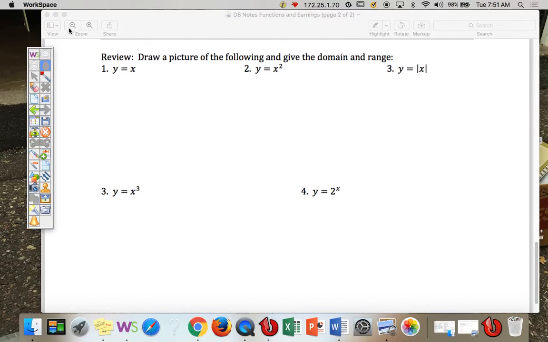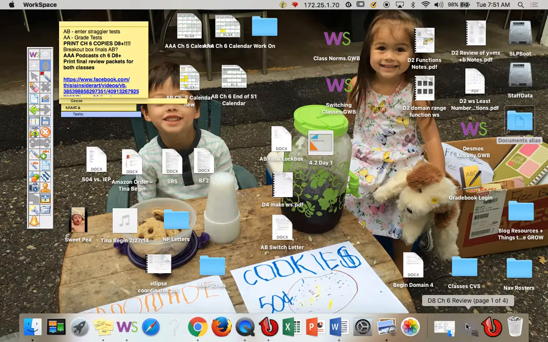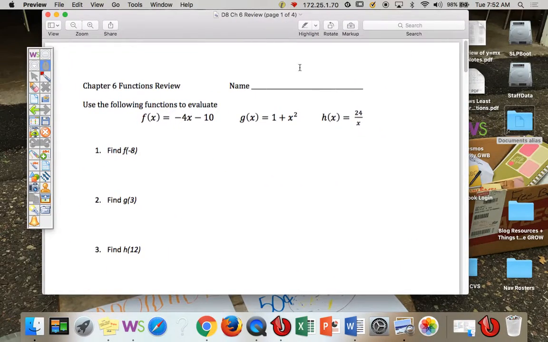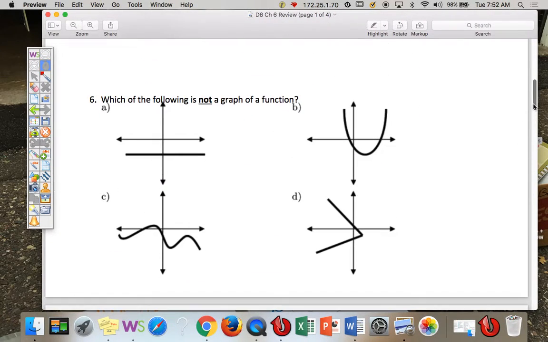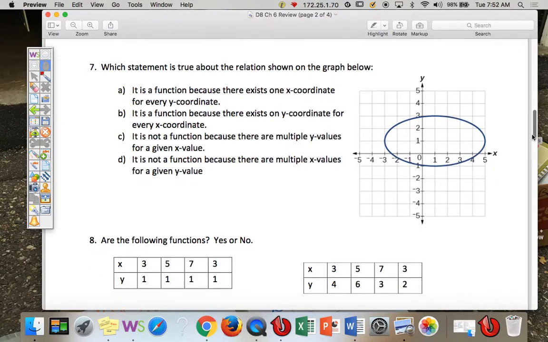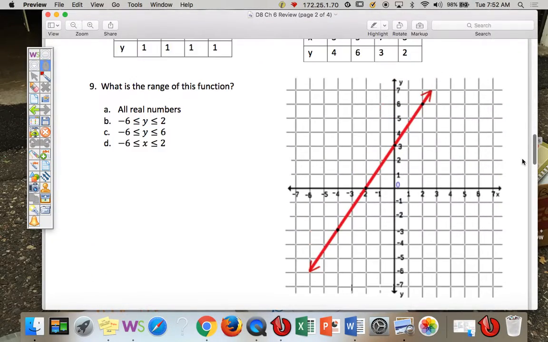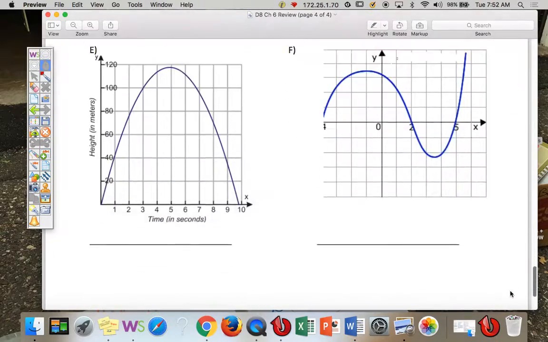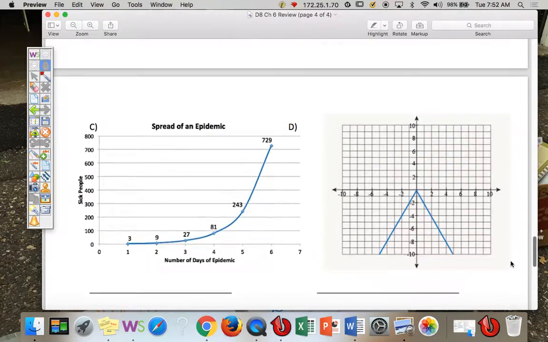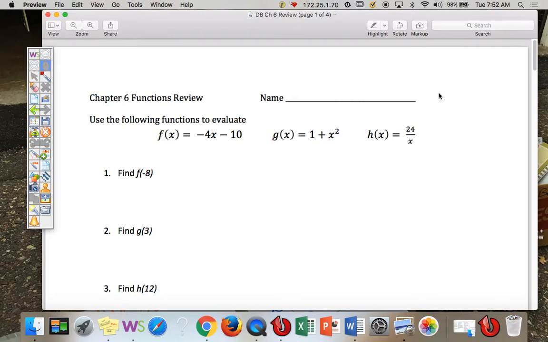In class, we do a review assignment that looks like this, where we review function notation. Can you plug in and solve? We look at shapes of graphs, which is a function or not. And also in tables, we look at domain and range. And we look at naming the graphs. So we'll review this in class, and tomorrow we'll also look at making a review note sheet for your quiz and your test.